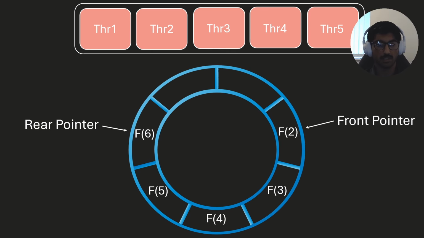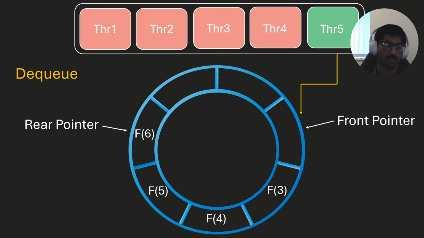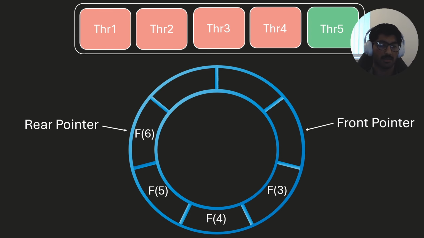So let's say we run DQ again, and this time thread 5 wakes up. It could be any other thread, but it just happens to be thread 5. Thread 5 looks at the front pointer, executes the function f2, or a function f with a parameter 2 passed into it. Then the front pointer is incremented.